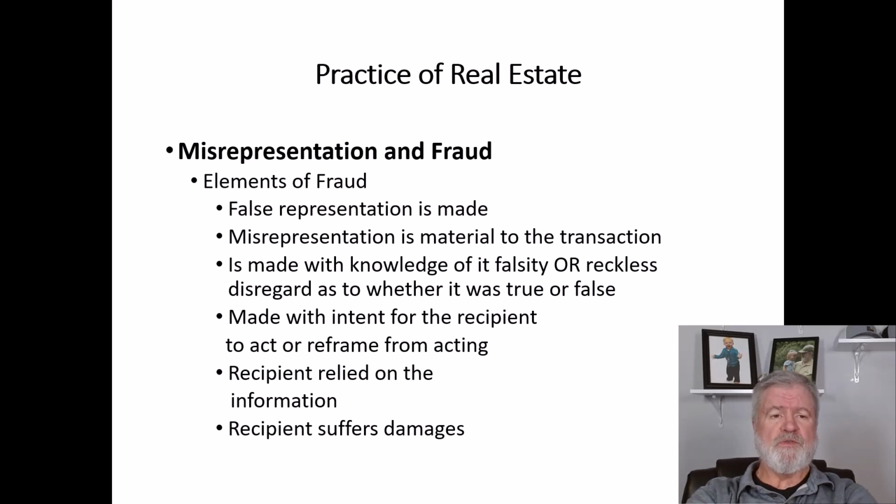And there are basically 6 elements of fraud, okay? Anybody suing you for fraud would have to be able to prove all 6 of these elements. If they can prove all 6 of them, you're going to be liable for fraud. So let's look at what these elements of fraud would be. Number 1, you made a false representation. You said something or provided some information we now know is not accurate.